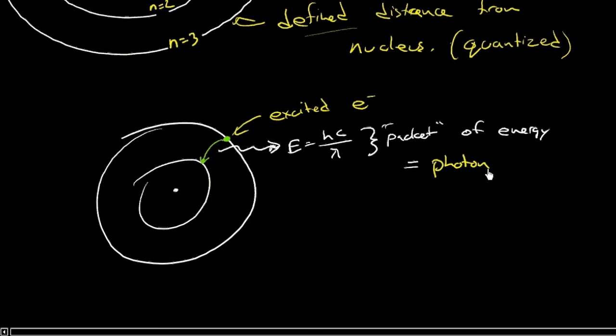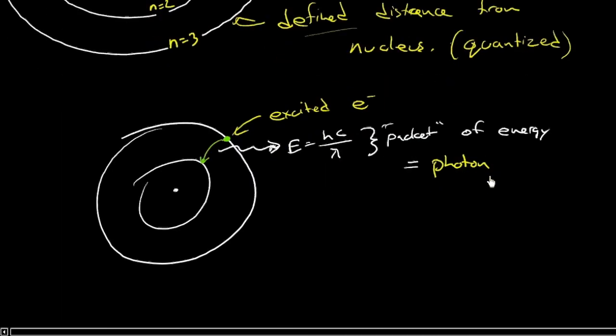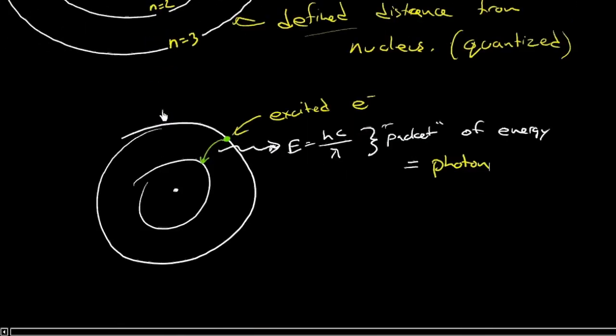So the Bohr model is useful for discussing certain things, particularly transitions in energy levels, to either give off energy if an electron drops down to lower energy, or if energy goes in to excite an electron. The Bohr model is useful for describing those, but it also has its limitations, which we'll get to shortly.